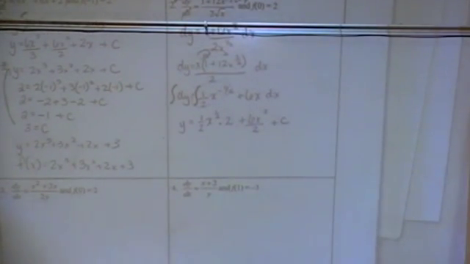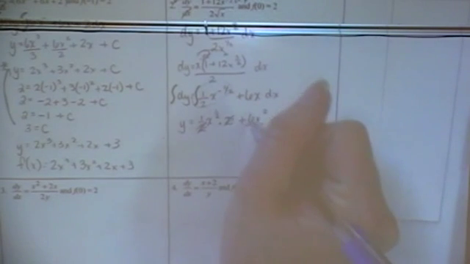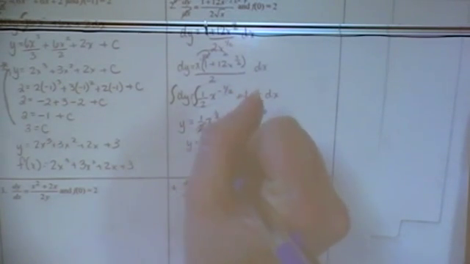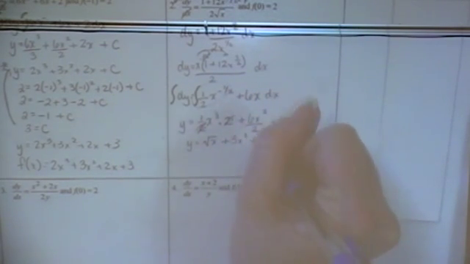All right, can simplify one more thing. Those 2's cancel, and that's a 3. So my function is now, I could write it as x to the 1/2 or square root of x. I'm going to go ahead and write it as square root of x plus 3x squared plus c.